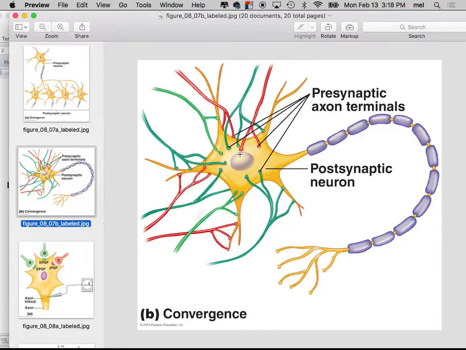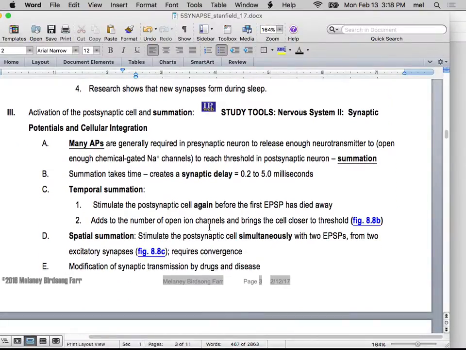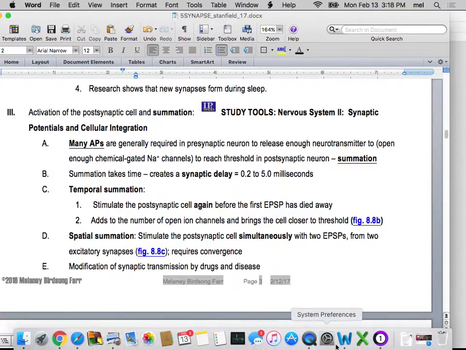Okay, so next topic is related, and that is how do you get that postsynaptic cell to have an action potential? If this one had an action potential, do you always get an action potential on the second one? And the answer is no.